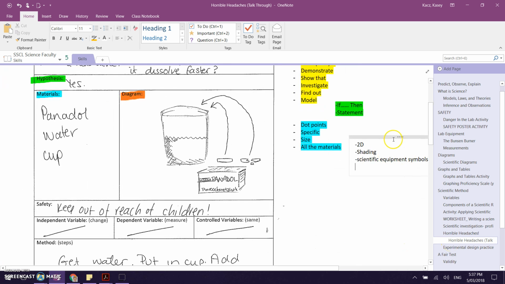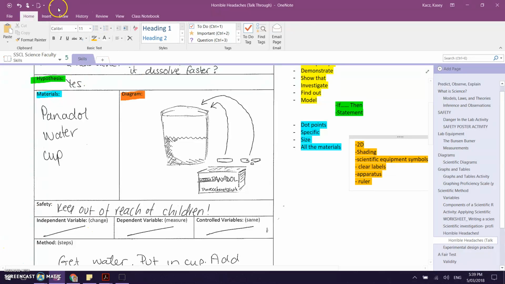The next thing we need to have in our scientific diagram are clear labels. We need to only have the setup experiment in our scientific diagram, and we call that the apparatus. So in our Mr. Dog horrible headaches diagram, you can see that he's drawn the box of Panadol, and that's not necessary. Where appropriate, you should use a ruler in your scientific diagram, just for neatness.